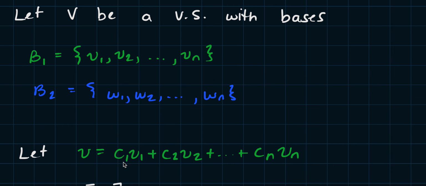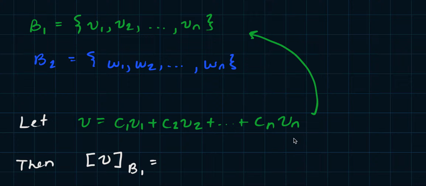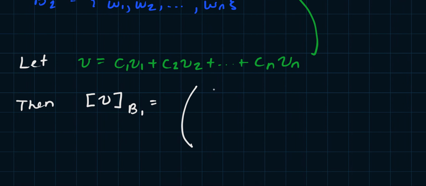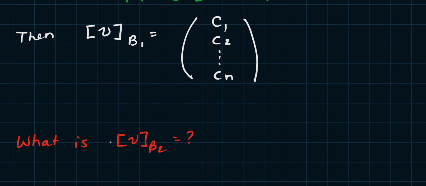And let's say we have a vector V, and we can write it as a linear combination of vectors in B1. Okay, so this is how we write it. Then we know that the coefficient matrix is C1, C2, all the way to Cn. I want to know what is the coefficient matrix of V in terms of B2.